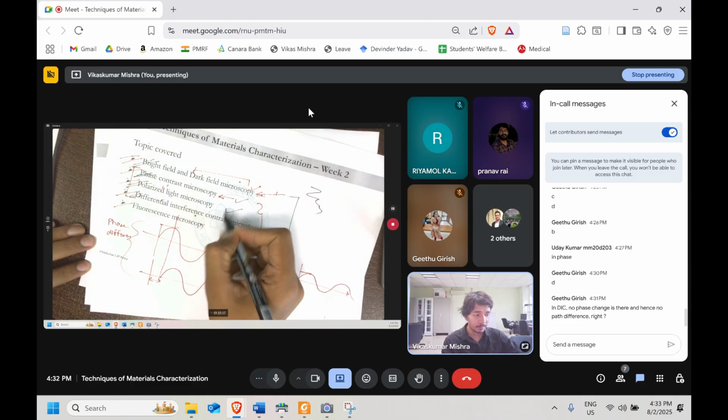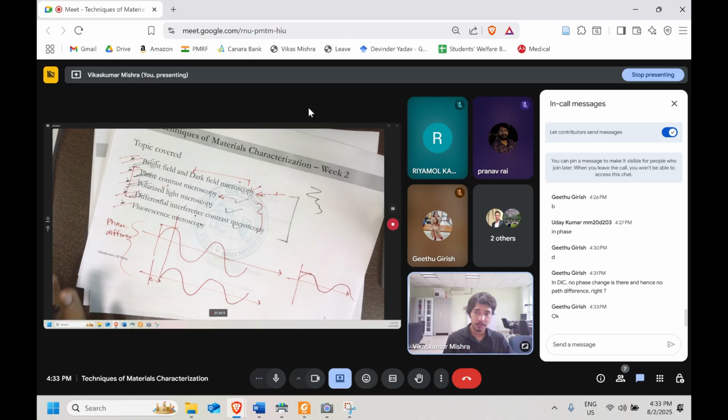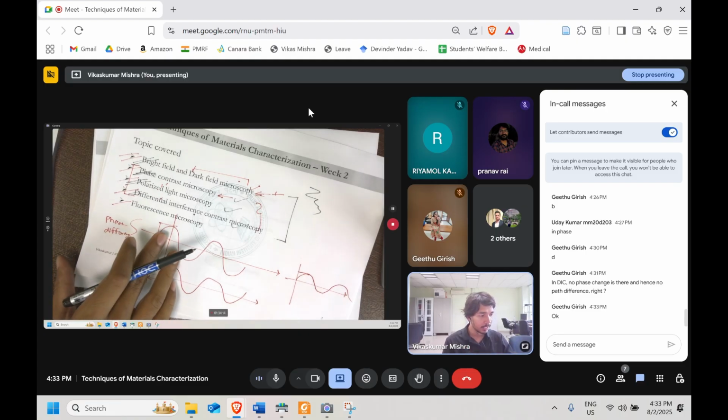So in all these three, the thing which you have pointed out will be present in all of them. The phase change will always be there, whether it's DIC, polarized light microscopy, or phase contrast microscopy. Okay, let me know if it's not clear. Okay, since it's clear, let's move to the next part.